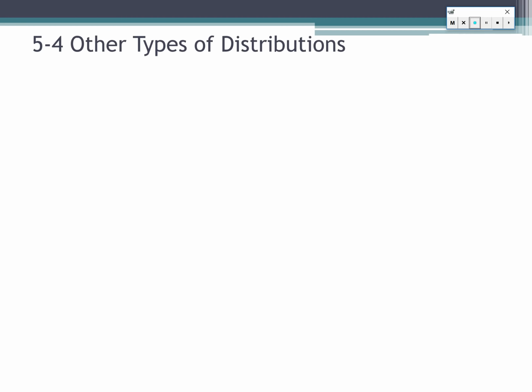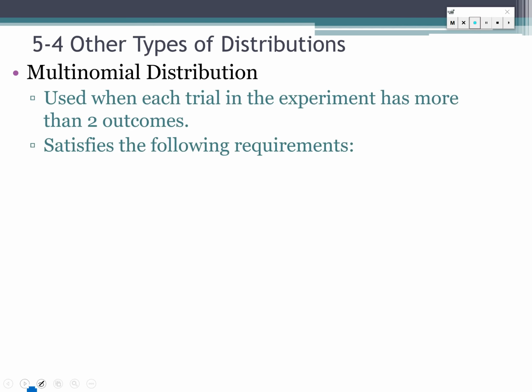In Chapter 5, we've been focusing on probability distributions. We learned just some of the basics of a probability distribution, and then we've also learned about a specific type, the binomial distribution. Today we're going to finish up learning about 4 other types of probability distributions. The first one is called the multinomial distribution.